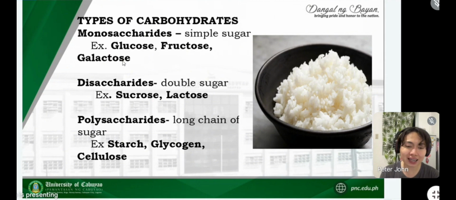We have galactose. Galactose is a type of sugar often found with milk. Then under disaccharides, we have the sucrose and lactose. So sucrose is a combination of glucose and fructose, and lactose is a combination of glucose and galactose. So most of the time, sucrose, we can often find it in our table sugar or yung mismong asukal na ginagamit natin sa bahay, pantimpla sa kape. Yes po, that is sucrose.